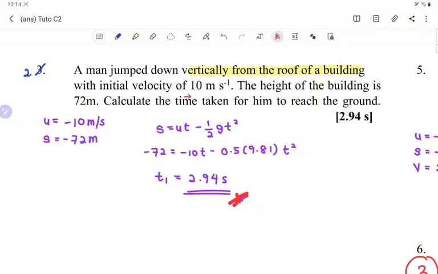And then, the value should be negative sebab dia turun ke bawah. The height of the building is 72 meter. Calculate the time taken for him to reach the ground. So, S is also negative sebab dia berada di bawah reference level. So, when we say reference level, it's where the man started. Okay, di mana titik mula dia. So it's negative 72. So we use the suitable formula to find T.